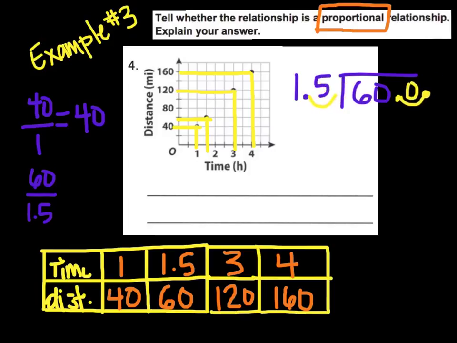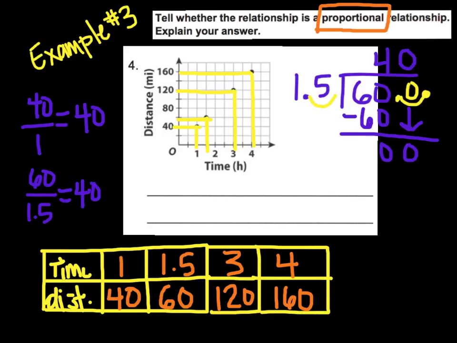Okay. If I keep dividing for this, I'm going to say 15 cannot go into 6. It can go into 60. And I just happen to know that that's going to be a 4. That's 0 left over. I got to bring down this next digit. 15 can go into 0 0 times. So that answer is also 40.